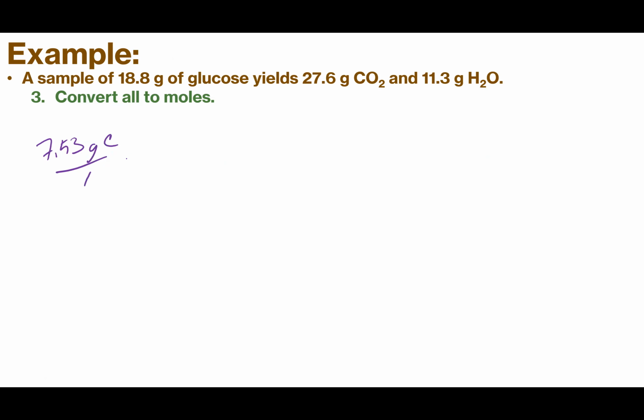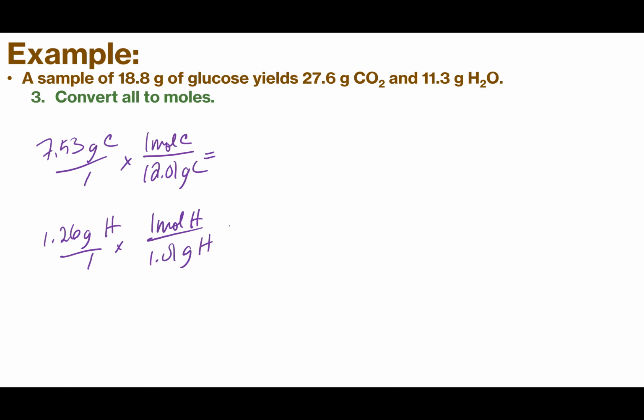7.53 grams of carbon. 1 mole of carbon is 12.1 grams. We're going to do the same thing for hydrogen, 1.26 grams of hydrogen. 1 mole of hydrogen is 1.01 grams. And then we have 10 grams of oxygen. That's from our subtraction from the last little bit here. Oh, excuse me. And 1 mole of oxygen is 16.00 grams of oxygen.